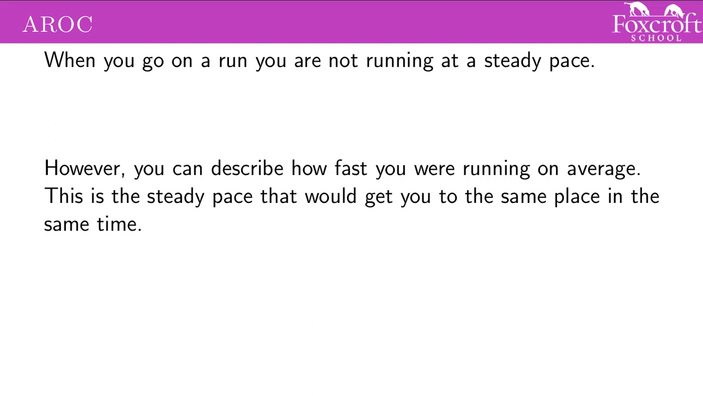So the speed you're running, you might be fast for a bit, and then you might slow down, and then you might go fast for a bit, and then slow down, and maybe you level off towards the end, and then at the end you kick, so you go really fast, or something like that. So this was the speed you're running. It's not constant. But at the end of your run, maybe you ran 2 miles in 18 minutes. Well, that means on average, you were running a mile every 9 minutes.